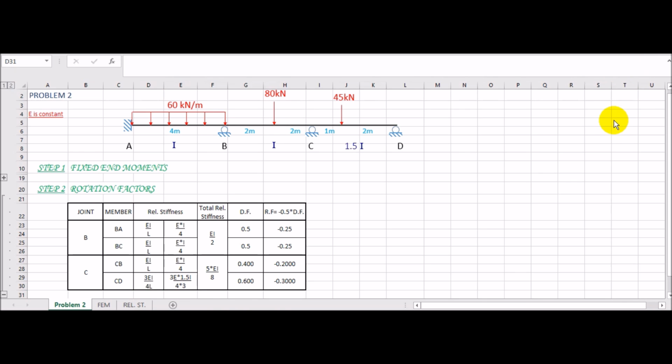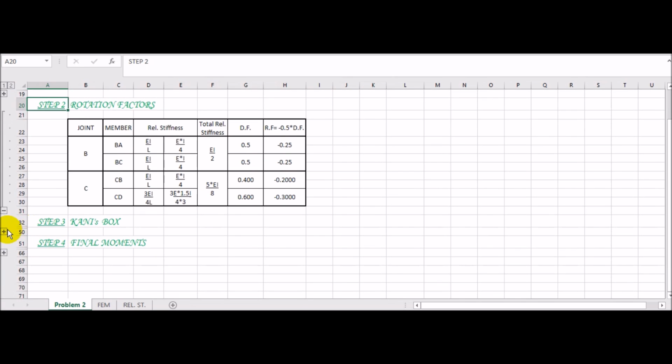Now we come to rotation factors. The next column, which is the rotation factor, is basically equal to minus 0.5 into DF, the distribution factor that we found out. So I just have to multiply these distribution factors by minus 0.5. I get my rotation factors as minus 0.25, minus 0.25, minus 0.2 and minus 0.3. That's it. So step 2 is completed. We found rotation factors successfully.